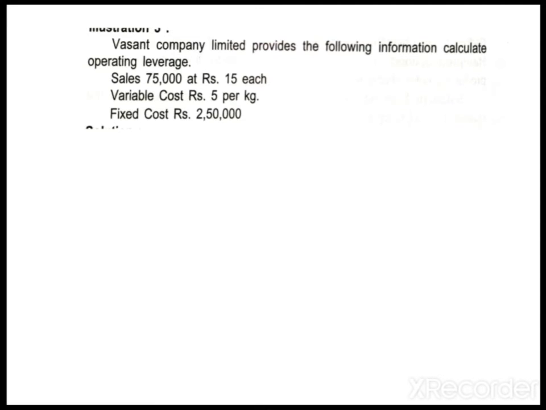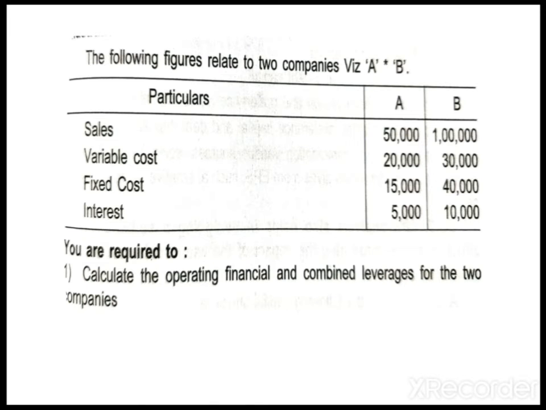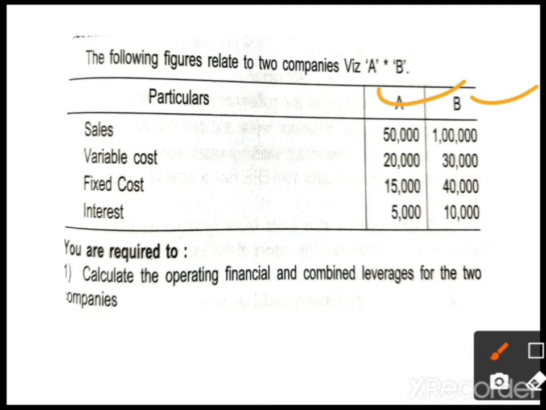So let us move to another problem. The following are the figures relating to two companies. So here they are given two companies' information, company A and company B. See, company A sales is 50,000 and company B sales is 1 lakh. Variable cost for company A is 20,000 and for B 30,000. Fixed cost is 15,000 for company A. Company B is what? 40,000 is given in the information. Next, interest is what? 5,000 and 10,000.